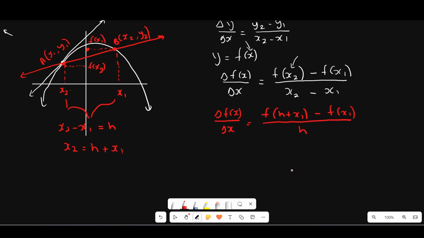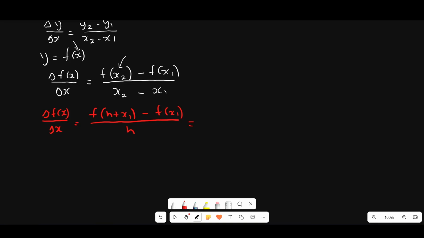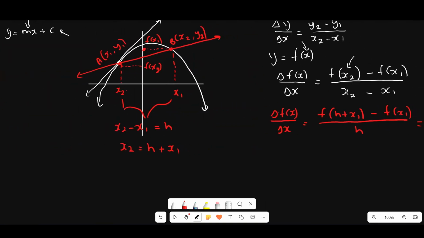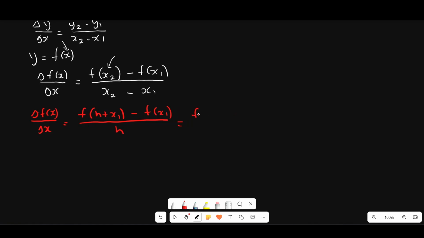So now if we say that x1 can be any x value, it can be a point somewhere there. Remember that the secant line can rotate. It's a line that is allowed to move along a curve, so it can be at any point. So instead of saying x1, we'll say x, because x1 can be any x value, so I'm just going to put f(x plus h) minus f(x), all divided by h, right?